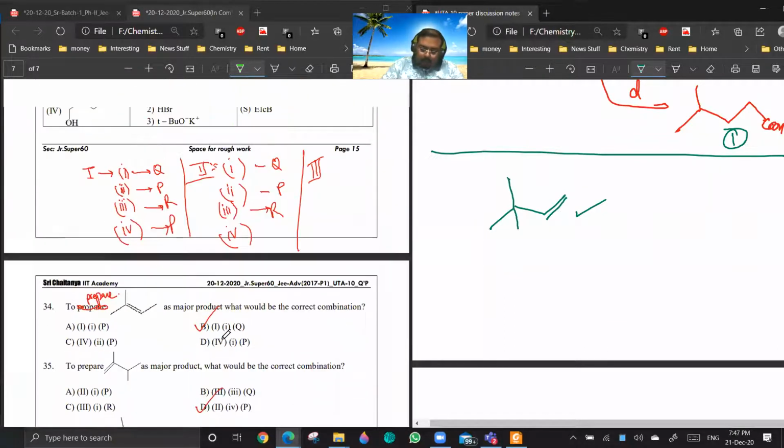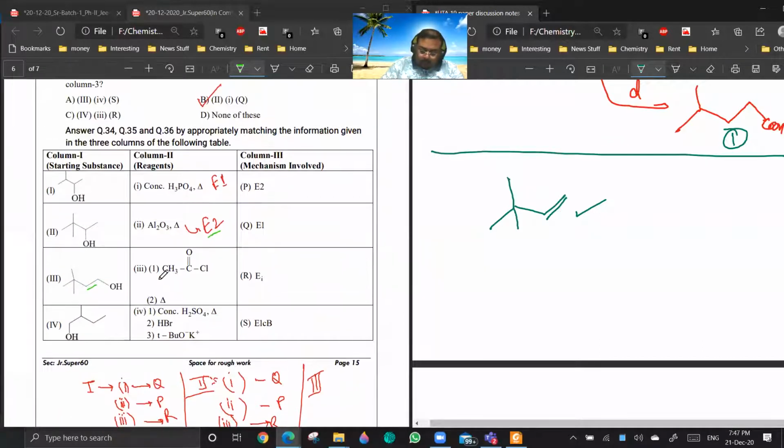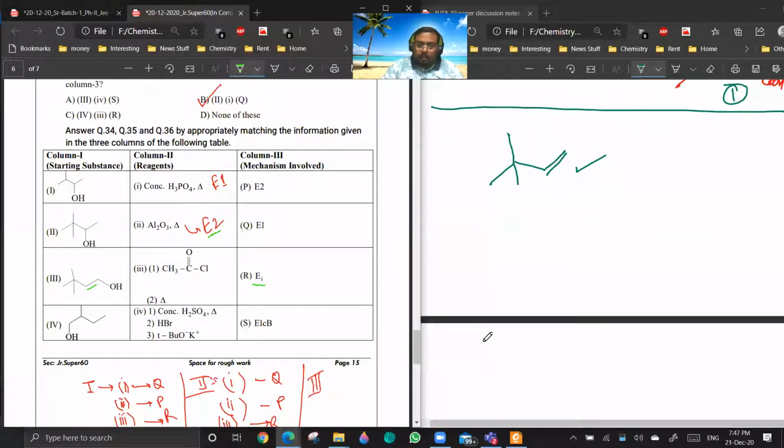Then 3, 3R. 3 with 3 and again R. That would also give, because it is ECI, it will give esters. Is it clear? Yes, sir. Are you getting it or shall I draw it? Sir, the 3, 3R, can you do it? Okay, 3, 3R. Okay, let's see.